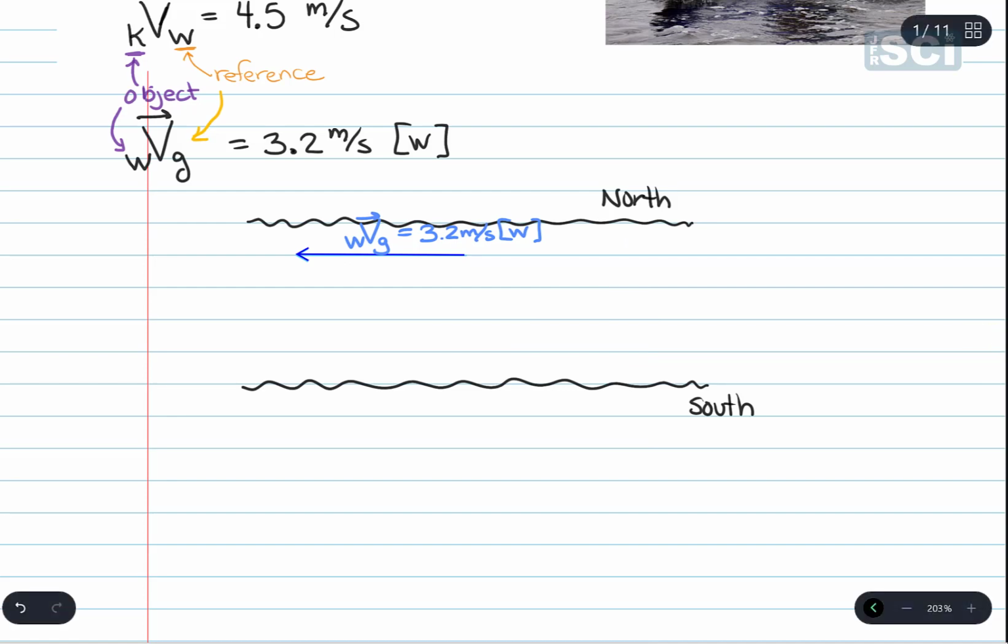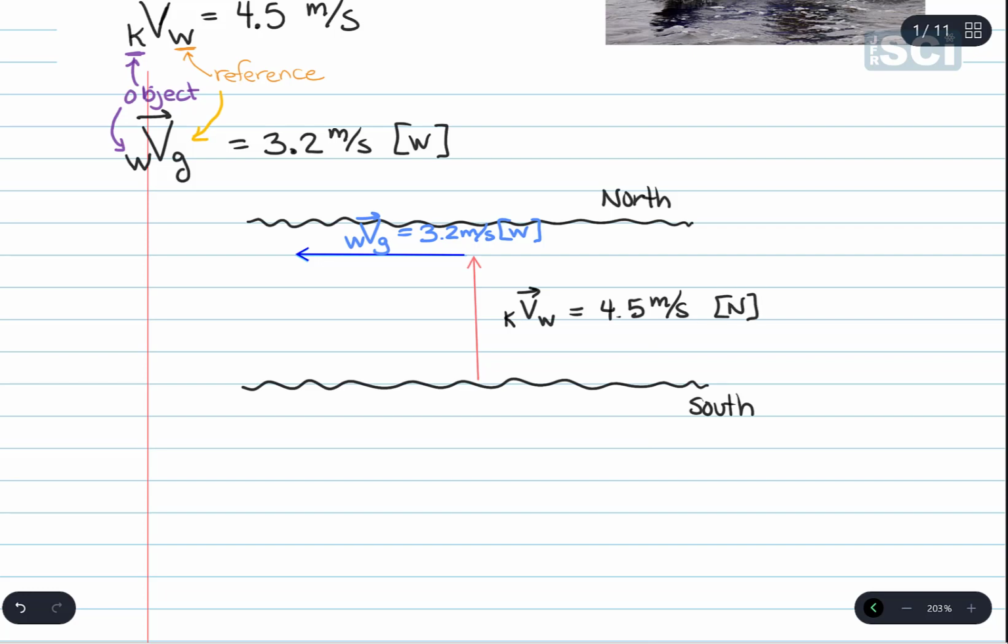So let's draw a vector showing exactly what this kayaker is doing. So they're trying to go north. So that would be the speed. Well, I can say it's a vector now because I know that it is north. The velocity of the kayaker relative to the water is 4.5 meters a second. And I can put here that it's north.